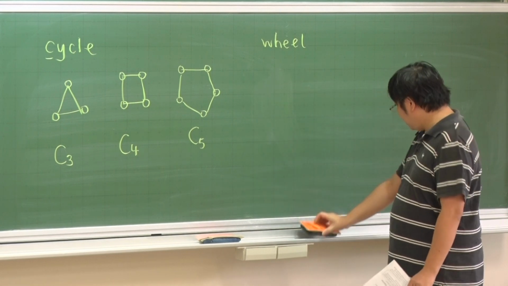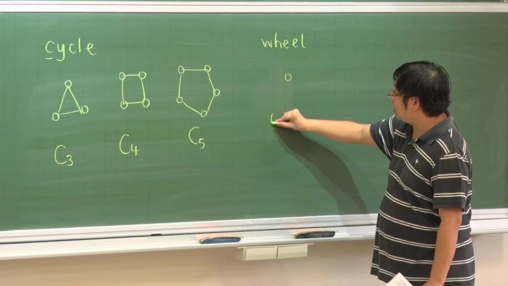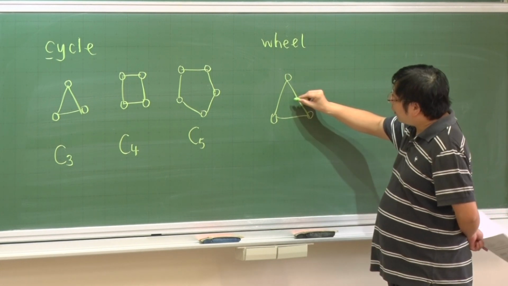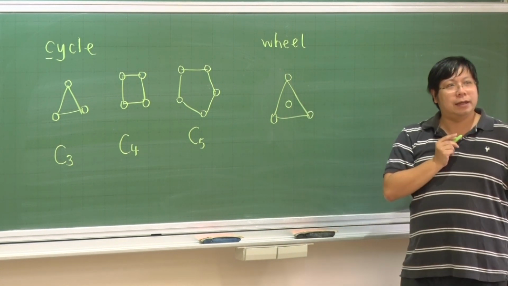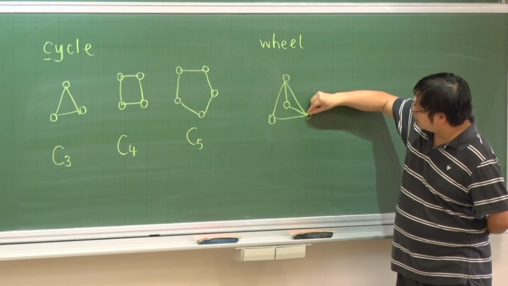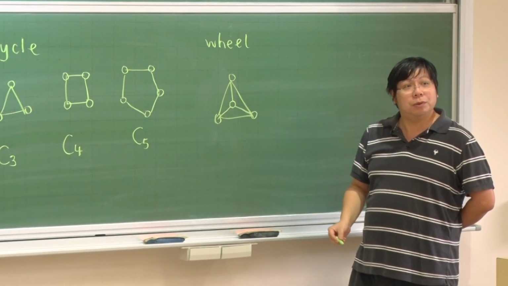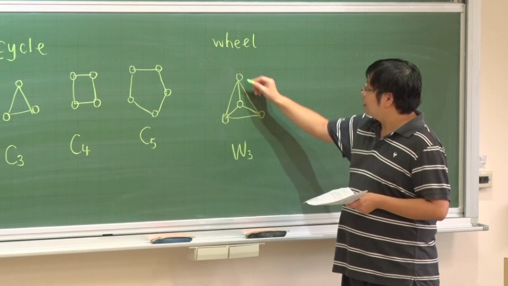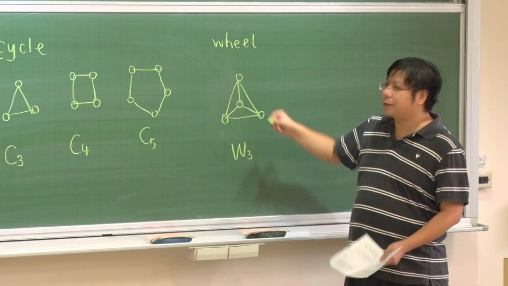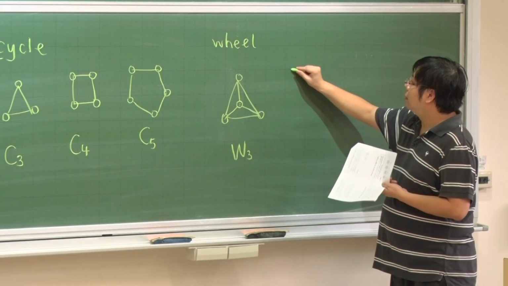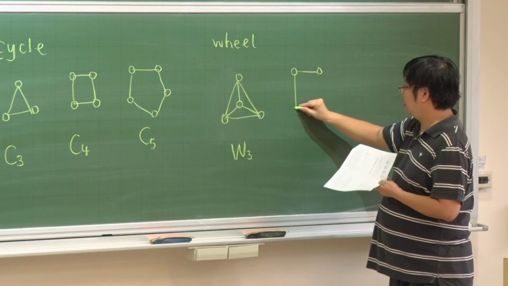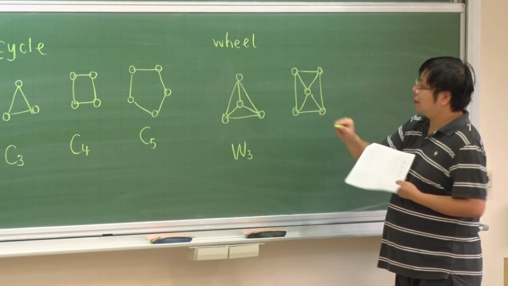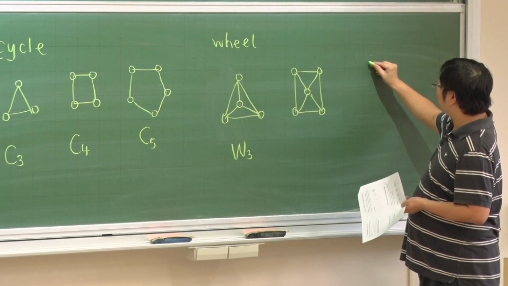So this is a C3. If I add a vertex at the center, then I join this to every other vertex, then this is a wheel graph. So we call it W3. 3 for the outer side, and then there's always exactly 1 in the middle. So we can have a 4 wheel. So this is a 4 wheel. So it is like this. Is that okay? And then we can also have a 5 wheel.